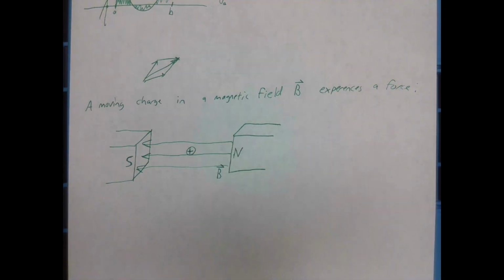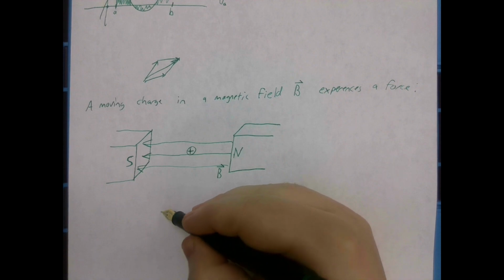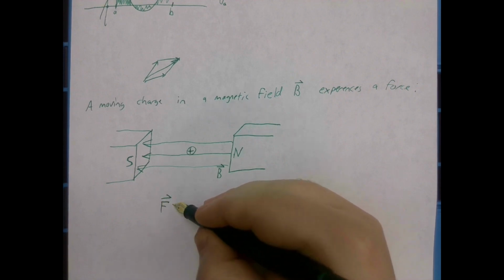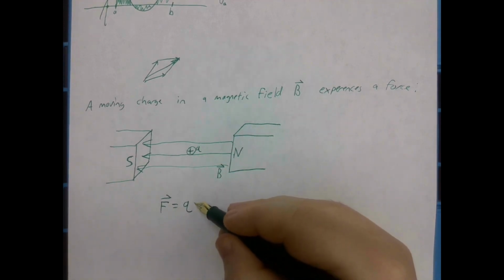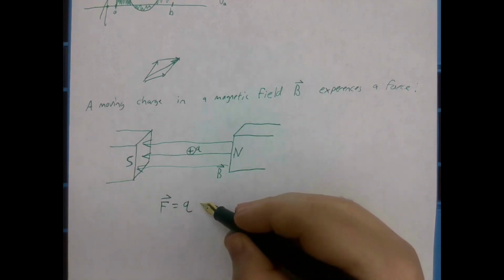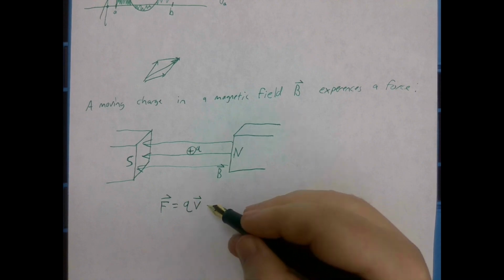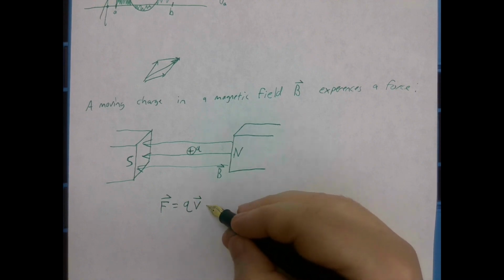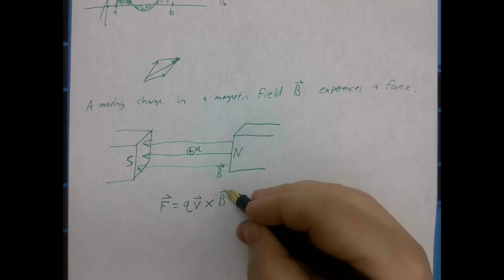Then the force experienced on this particle is going to be equal to the charge, Q. This is a scalar. There's no vector on it. It's just a value. Times the velocity of the particle, cross product with the magnetic field.